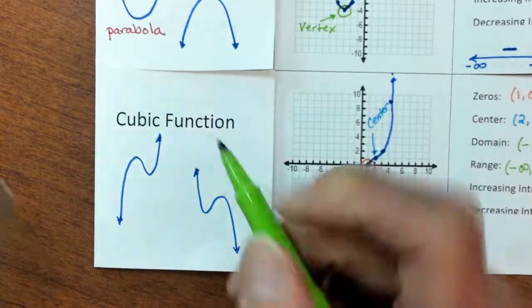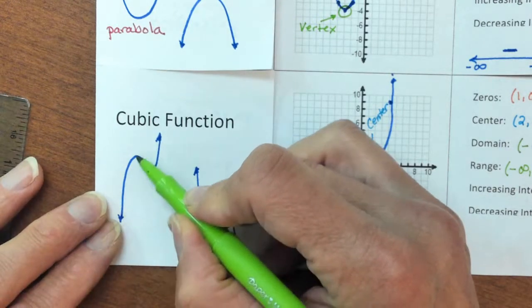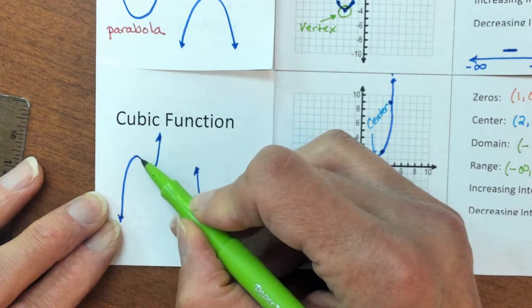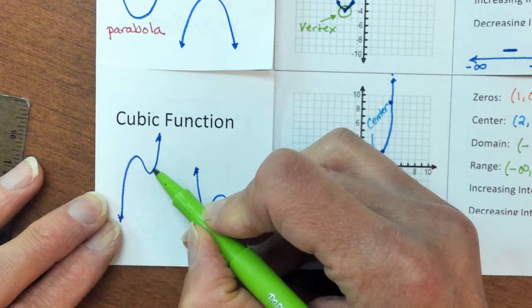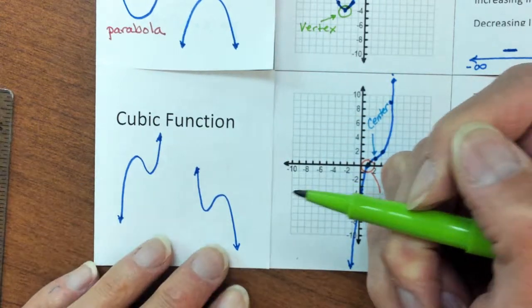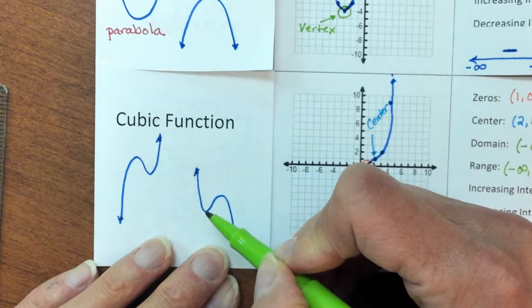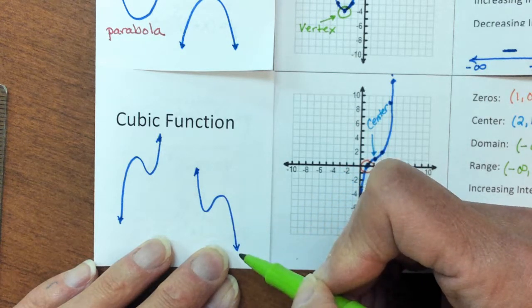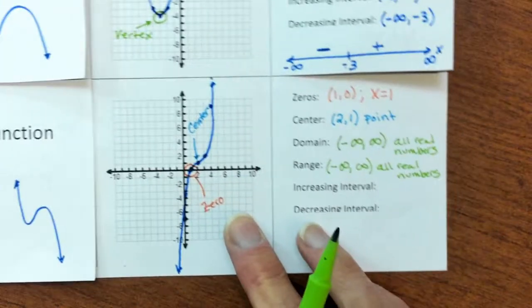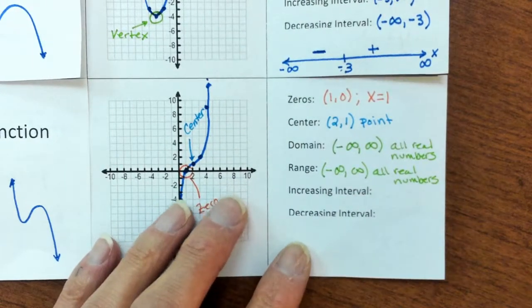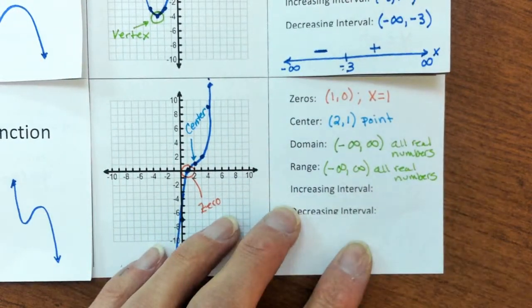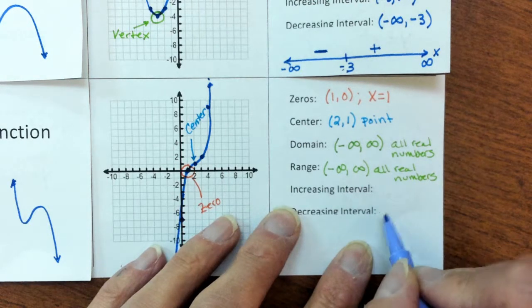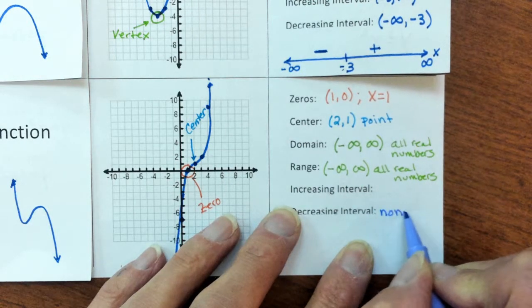So if we look over here, from here to here my function's increasing. From here to here it's decreasing. From here to here it's increasing. On this one, from here to here it's decreasing. From here to here it's increasing. And from here to here it's decreasing. So that means I have no decreasing at all. There is none. So here there is none.